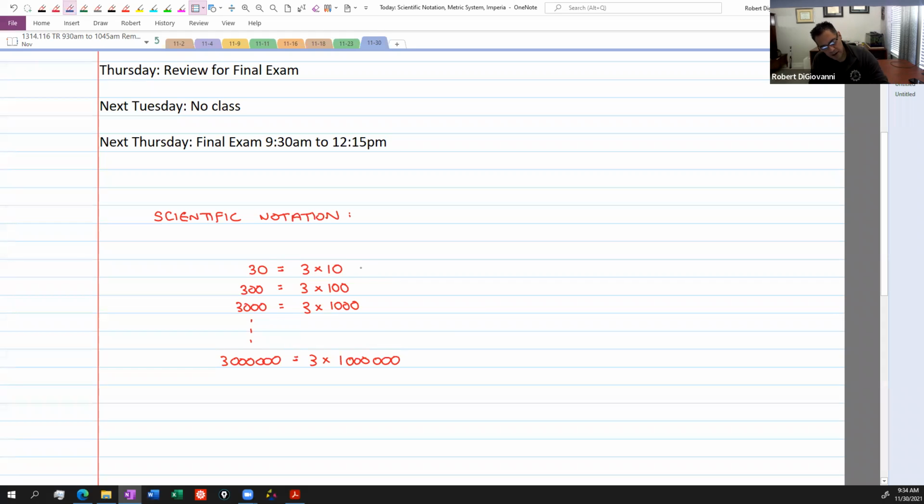And then what I can do is realize that each one of these can be rewritten. This is 3 times 10 to the first power because 10 is 10 to the first power. And then this next one, I noticed that 100 is 10 squared. So this can be rewritten as 3 times 10 squared. And then this one could be written as 3 times, here we have 1,000, which is the same as 10 times 10 times 10. So that's 10 to the third power. And then continuing, this last one would be 3 times 10 to what power?